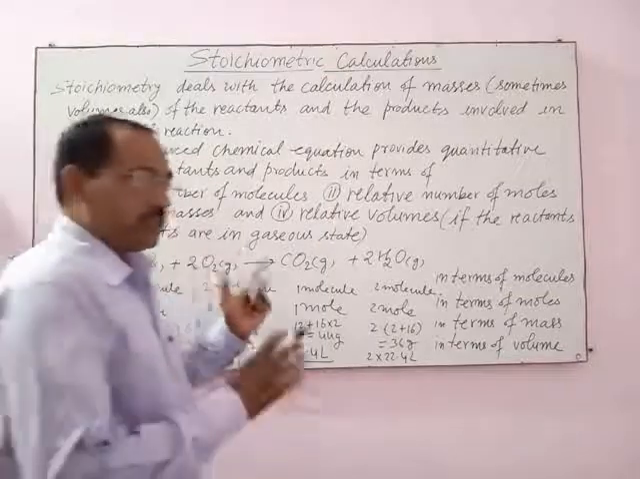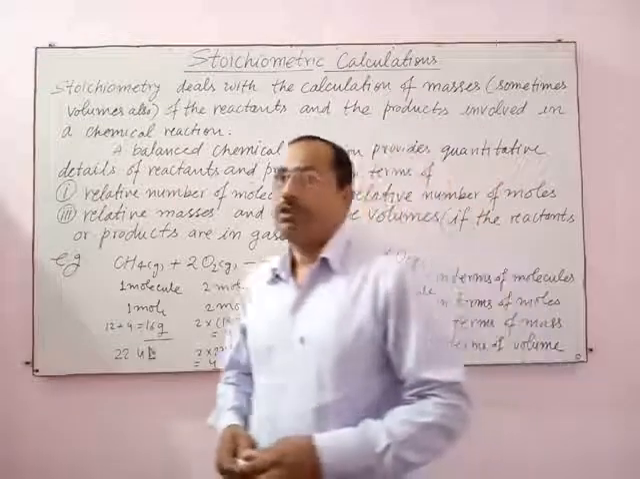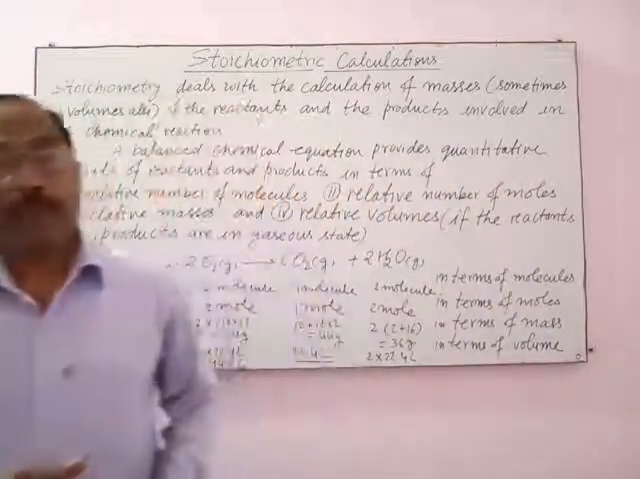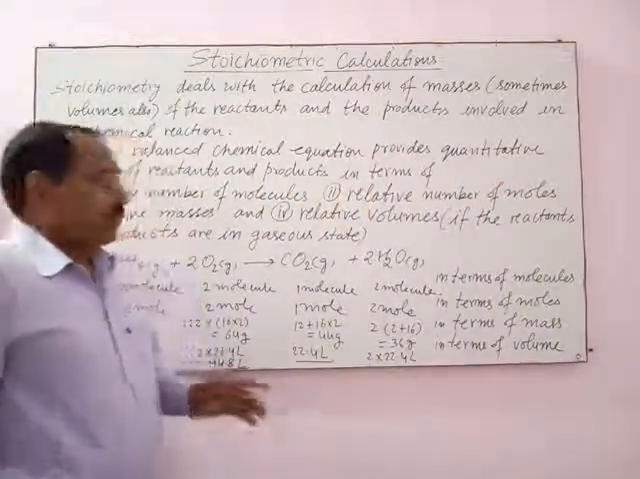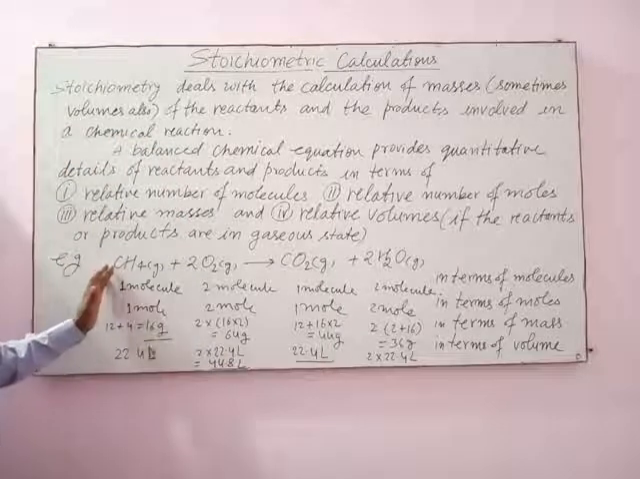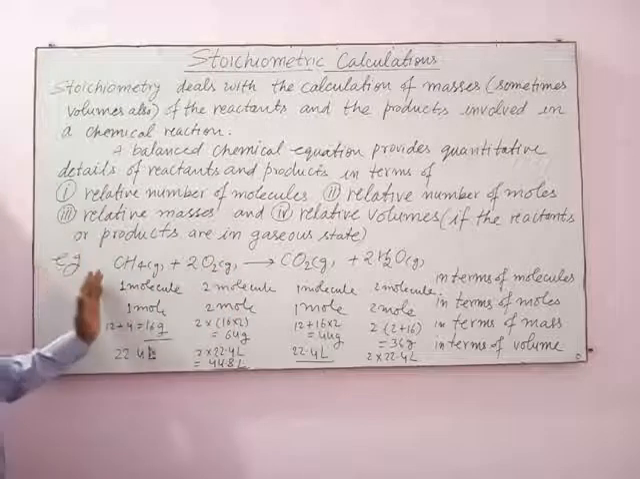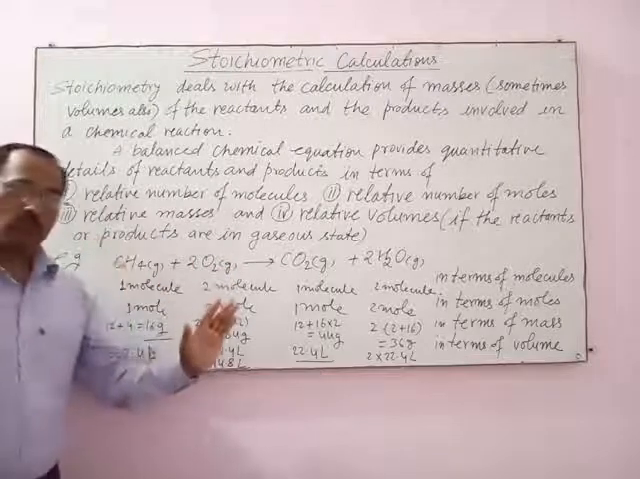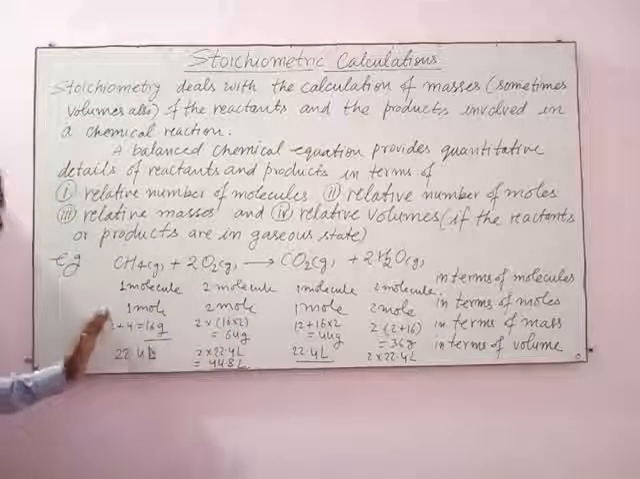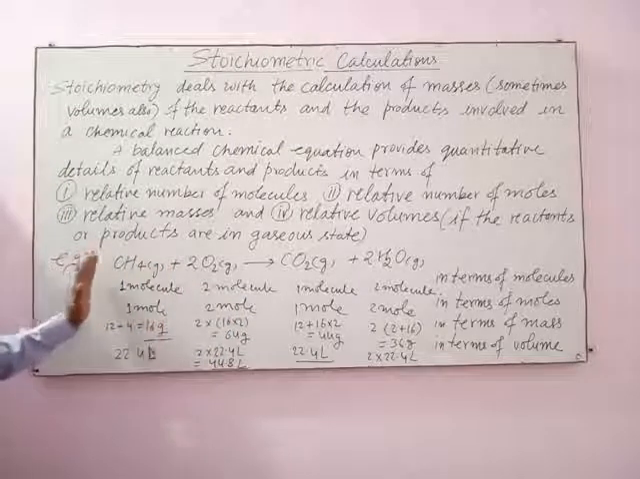This is a general introduction about stoichiometric calculation. In a stoichiometric calculation, the mass of any of the reactants or products, moles of any of the reactants or products, and volume of any of the reactants or products can be calculated with the help of a balanced chemical equation.